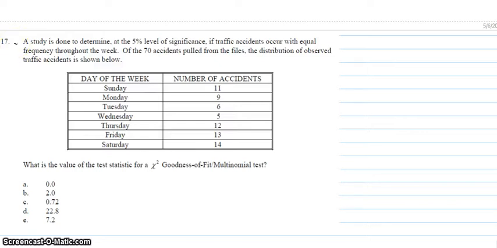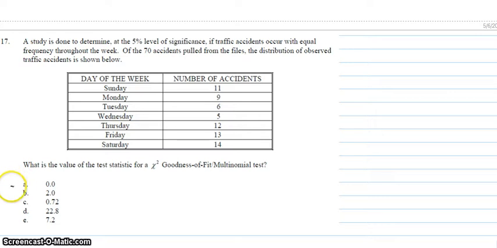A study is done to determine, at the 5% level of significance, if the traffic accidents occur with equal frequency throughout the week. Of the 70 accidents pulled from the files, the distribution of the observed traffic accidents is shown below. Sunday, 11 accidents, Monday, 9, Tuesday, 6, Wednesday, 5, Thursday, 12, Friday, 13, and Saturday, 14. What is the value of the test statistic for a chi-square goodness of fit or multinomial test?